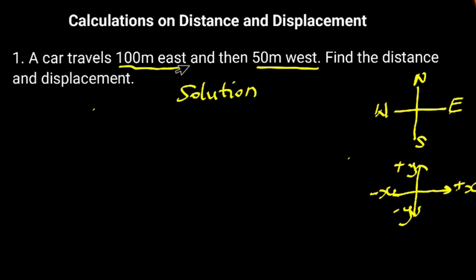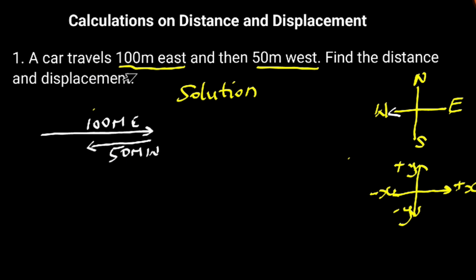So a car travels 100 meters east. So east goes to the right direction. So this is 100 meters east, and then 50 meters west. So to the opposite direction, because west is this direction. So this is 50 meters west. And now it says find the distance and the displacement.